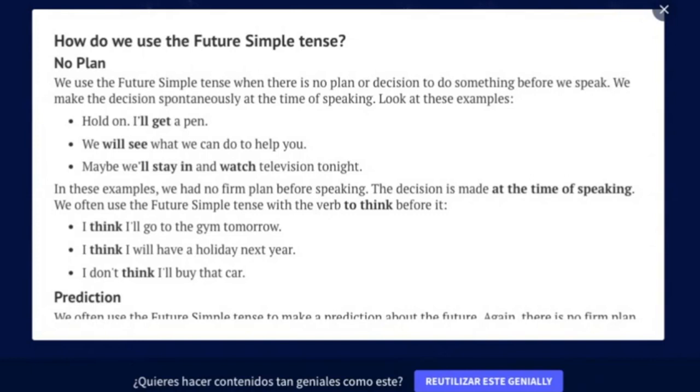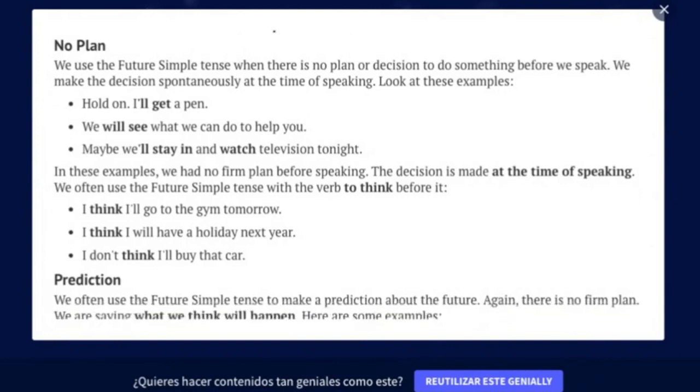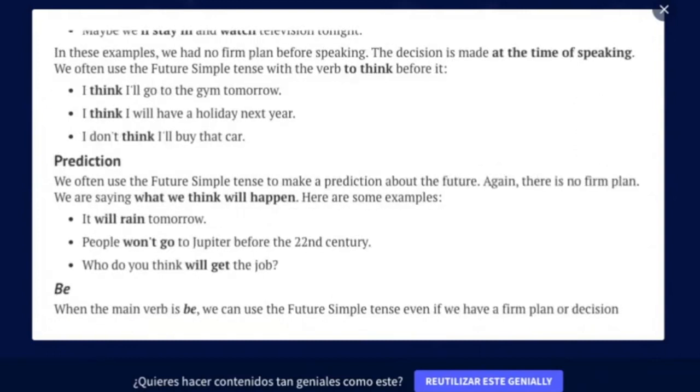I don't think I will buy that car. No creo que vaya a comprar ese carro. ¿Ok? Uno, para decisión en el momento de hablar. Y dos, el segundo uso que tiene es para hacer predicciones.